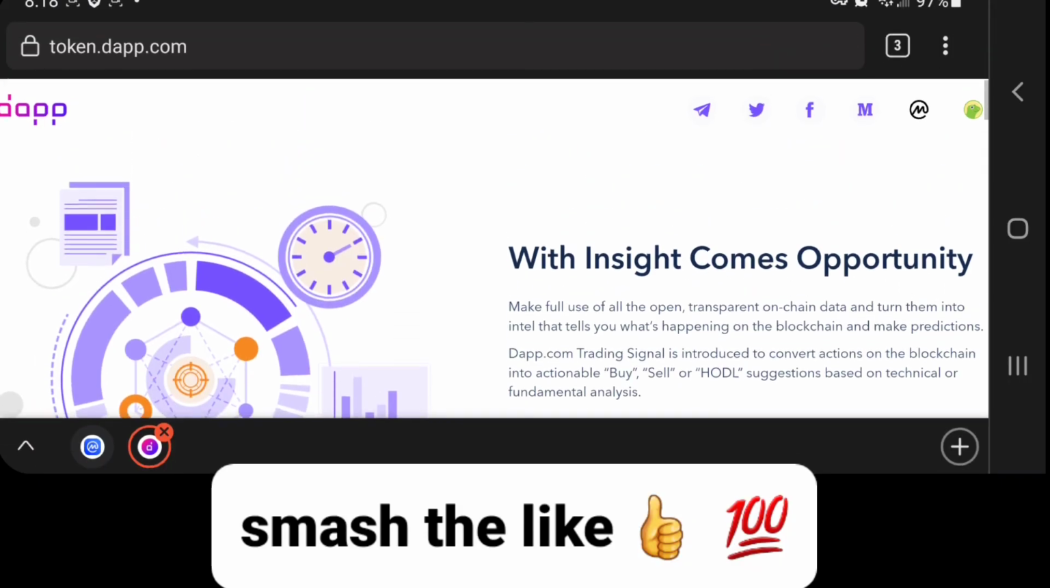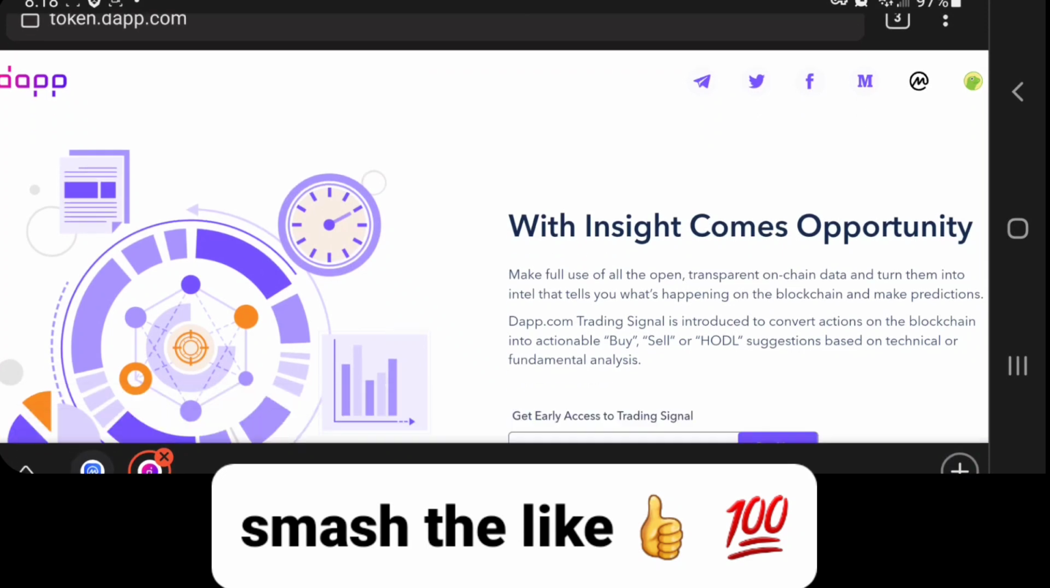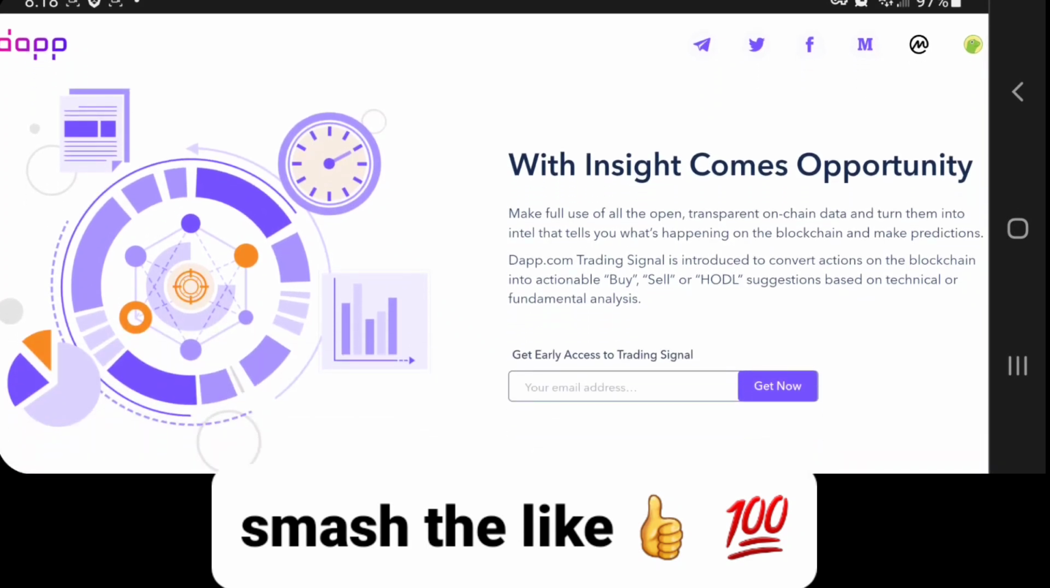When we come over here and look at token.dappt.com, it gives us a little breakdown of this. So with insight comes opportunity. Make full use of all the open, transparent, on-chain data and turn it into intel that tells you what's happening on the blockchain and make predictions. So this is like a perfect tool set for traders or people that are beginning to learn how to trade. Dappt.com trading signal is introduced to convert actions on the blockchain into actionable buy, sell, or hodl suggestions based on technical or fundamental analysis.